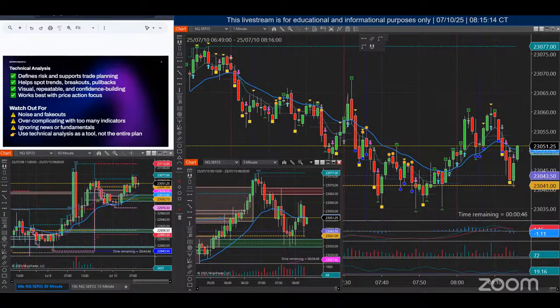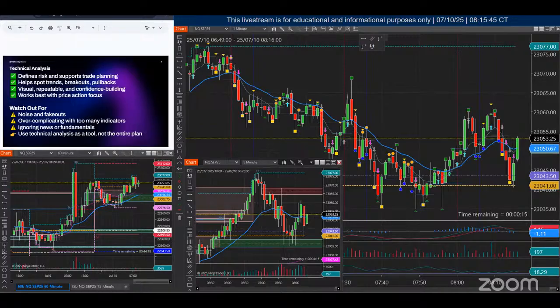Sometimes you have to use the signals just to keep your bias in check, because sometimes it is easy to get stuck on one particular bias, even when you are looking at the higher time frame context. But overall, stick to key levels and clean patterns, right? So just avoid analysis paralysis, basically.